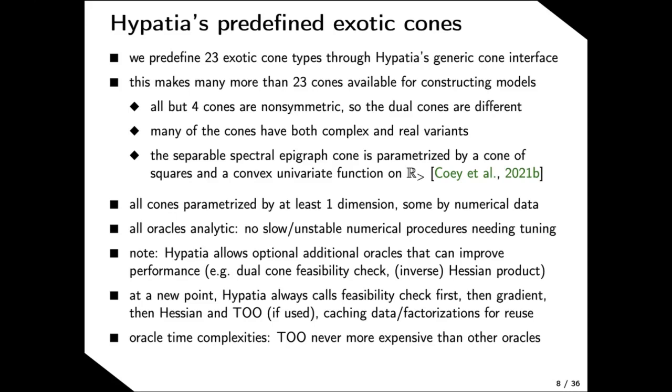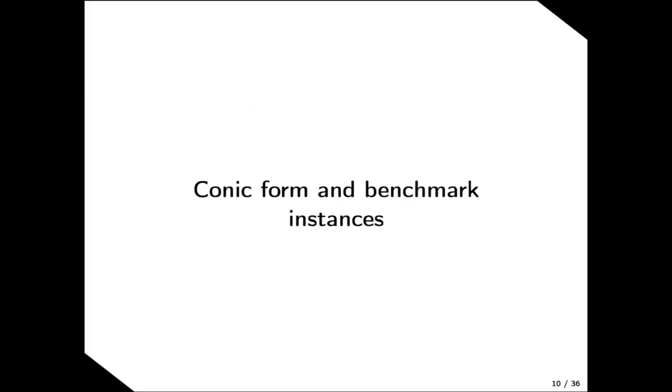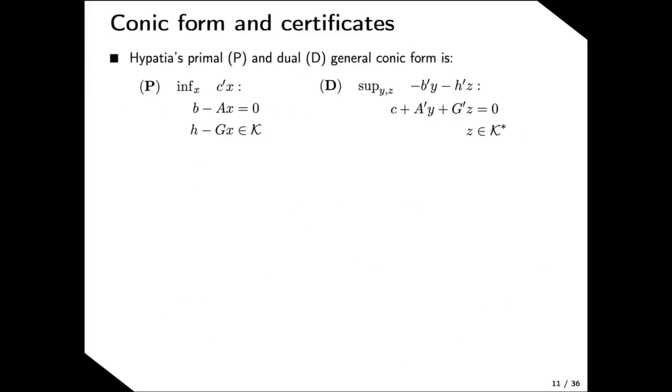And this table shows that the TOO is never more expensive than the other oracles. And in the paper, you can see the definitions for all of these parameters and these cones. Okay, so Hypatia's primal dual conic form looks like this, and it is the same as the form used by the CVX solver, which only recognizes symmetric cones.